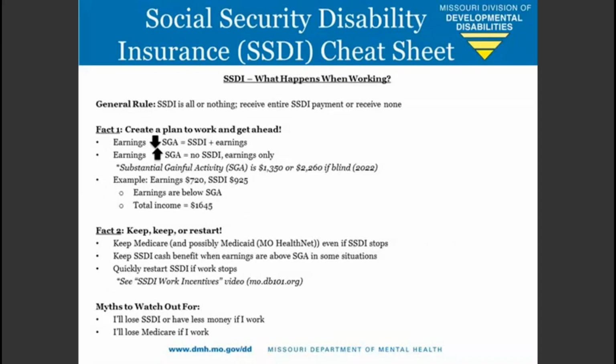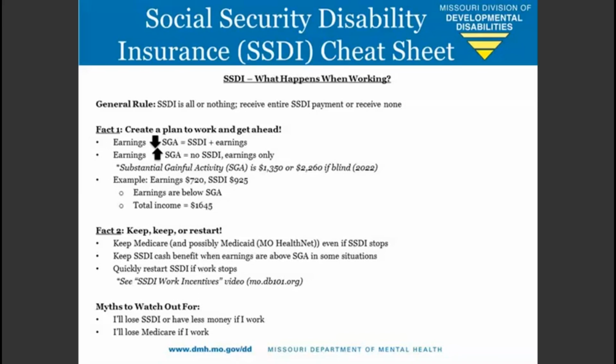All right, so what happens when you go to work? Remember, SSDI is all or nothing when it comes to your check. You'll either receive the entire SSDI benefit amount or you will receive 0. So you want to be able to create a plan to work and get ahead. When your earnings are below SGA, so if your earnings are below $1,350, then you're going to get your SSDI benefit check plus your earnings that you make by working. So those two are added together. If your earnings are above SGA, unless you're utilizing some work incentives, then you're not going to get your SSDI check. You will only get your earnings.